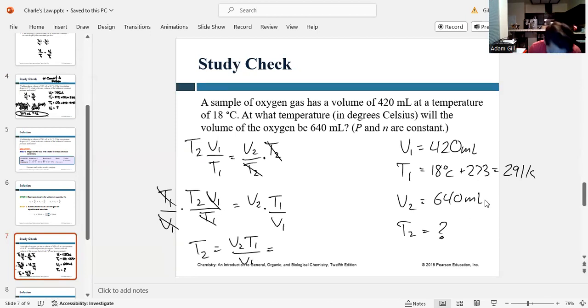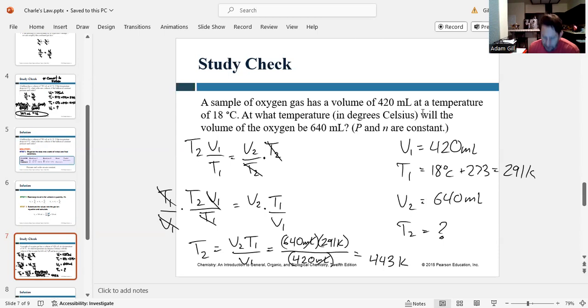And now that we have T2 by itself, we can just plug our numbers in as they are. So volume 2 is 640 milliliters. Initial temperature is 291 Kelvin. And the initial volume was 420 milliliters. Milliliters will cancel. We'll be left with Kelvin, which makes sense because we're solving for temperature. So plug that into a calculator, 640 times 291 divided by 420. I get 443 Kelvin.